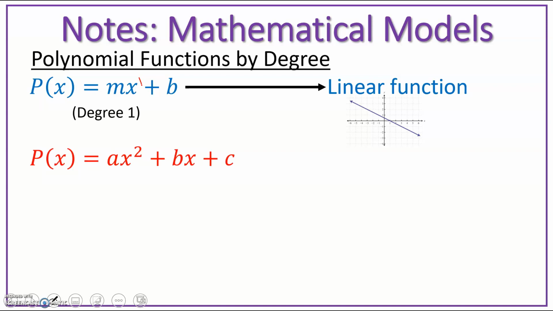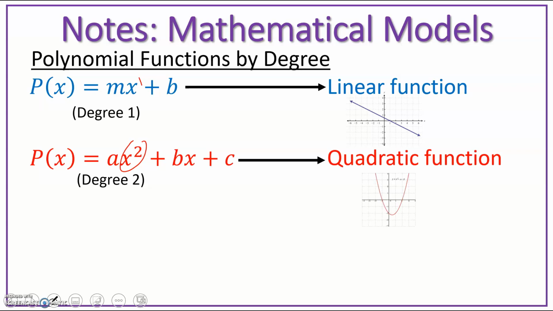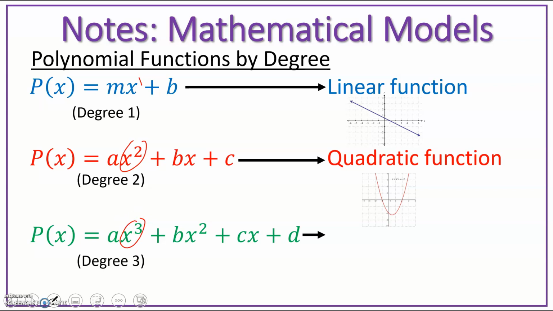Another polynomial function could be p of x is equal to ax squared plus bx plus c. You'll notice here that our highest degree term is a 2. So this is considered a degree 2 polynomial. And this is referred to as a quadratic function and looks something like this. Then we have another example. P of x is equal to ax cubed plus bx squared plus cx plus d. This has degree 3 because the highest term degree is 3. And this is referred to as a cubic function.